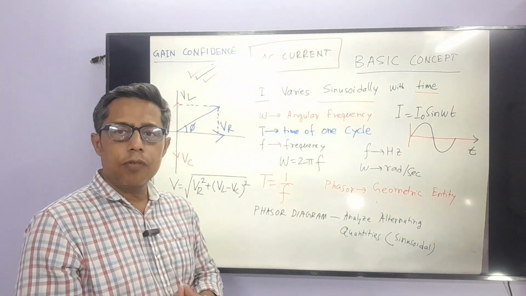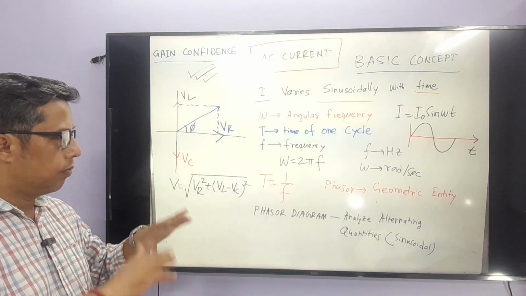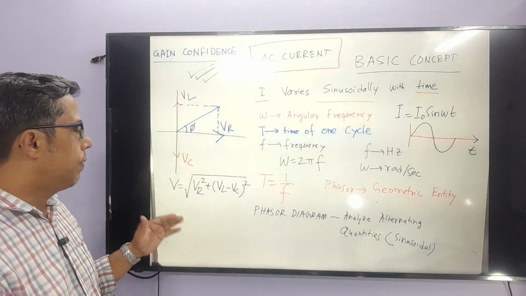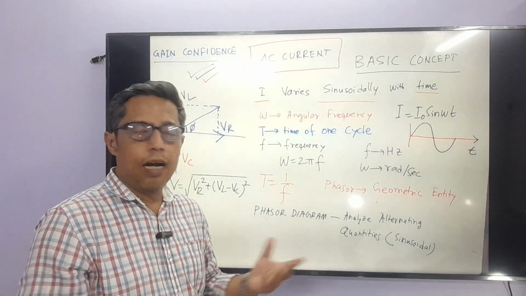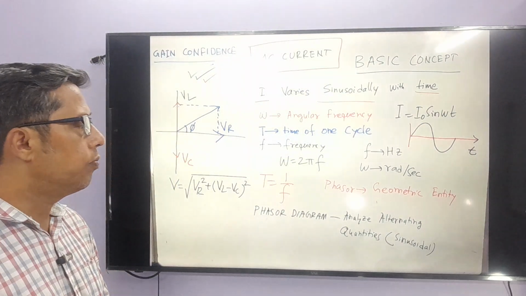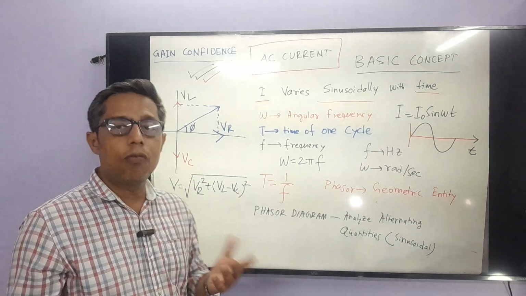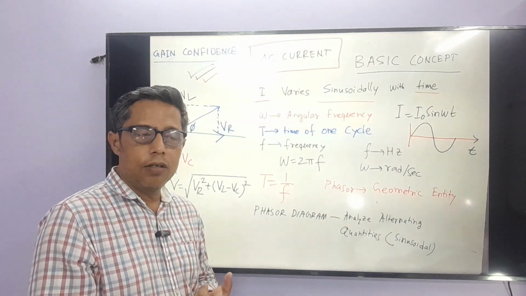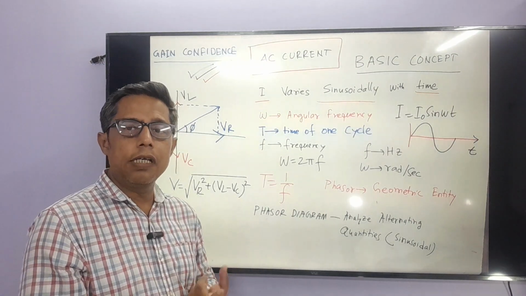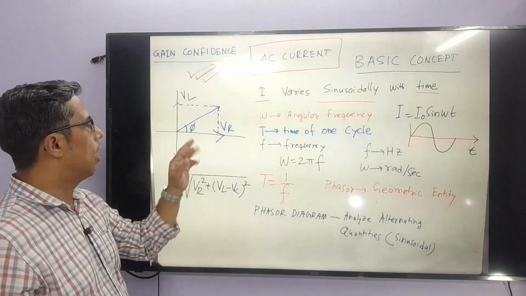Now phasor diagram. A phasor diagram is where we present the vectors, like the voltage vector and the current vector, right? So it's a geometric entity. A phasor is a geometric entity, and we are analyzing the alternating quantities. What are the alternating quantities? One is current and the three voltages VL, VC, and VR, right? Okay, so this is VL, VC, and VR.